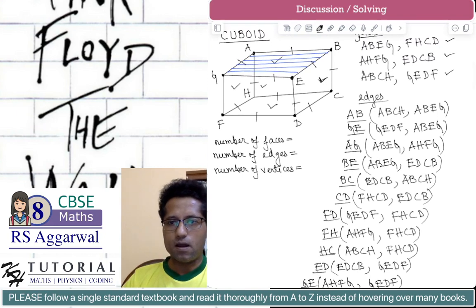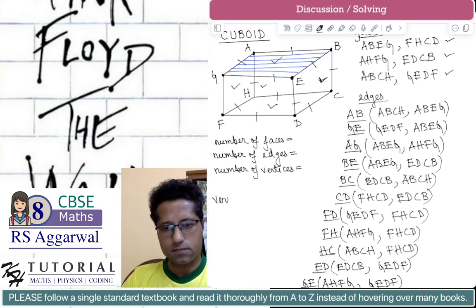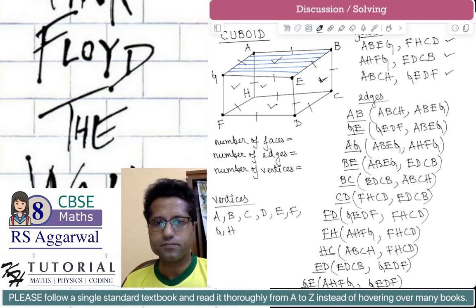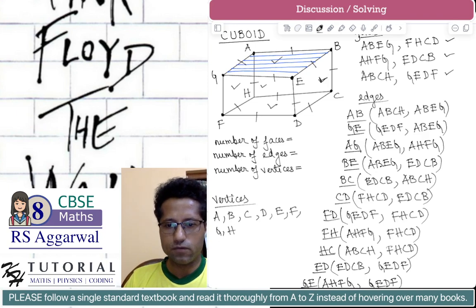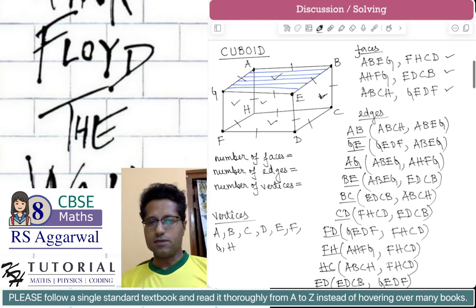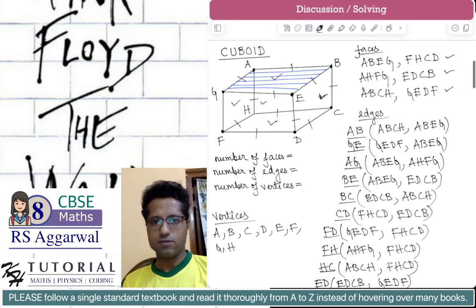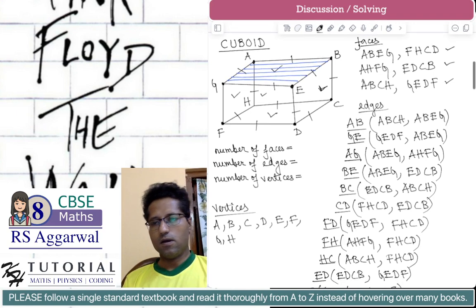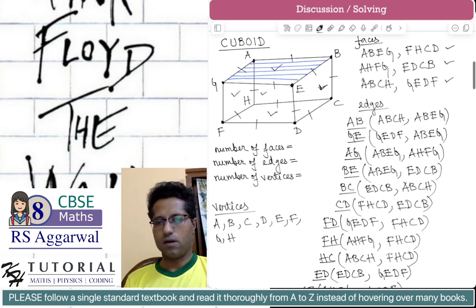Now, how many vertices are there? So vertices, it's very easy. The vertices are A, B, C, D, E, F, G, H. So how many vertices are there? 1, 2, 3, 4, 5, 6, 7, 8. There are 8 vertices. Okay. So this is about a cuboid. We discussed all the edges, all the faces, which faces a particular edge is common to, and all the vertices.